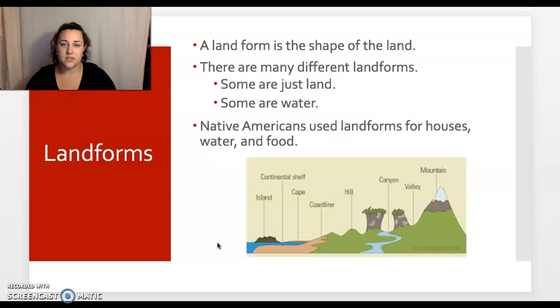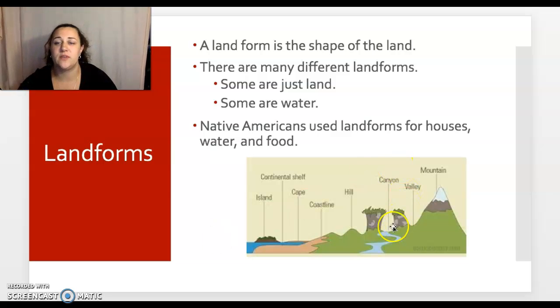All different landforms. Now, Native Americans used landforms for houses back in the day. They used them for housing, for water, and for food. They would make houses in the cliffs, and then they would use a plain or a valley nearby to plant their vegetables. And then the rivers or the oceans, whatever stream they had, they would use for drinking water and to bathe, and they would also find food in the water, the fish. So they were using all these different landforms to help them survive back in the day.